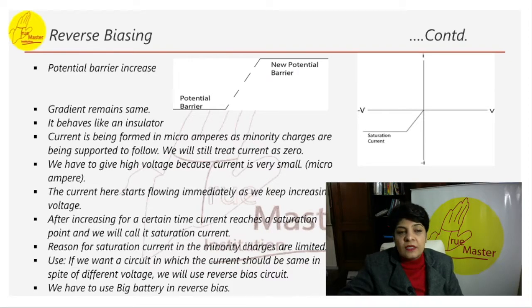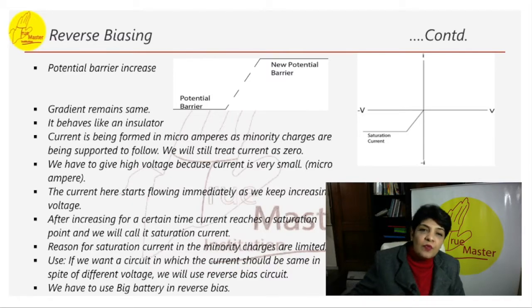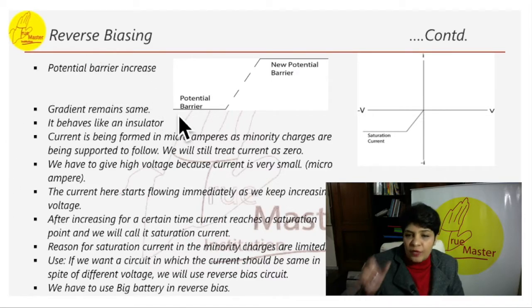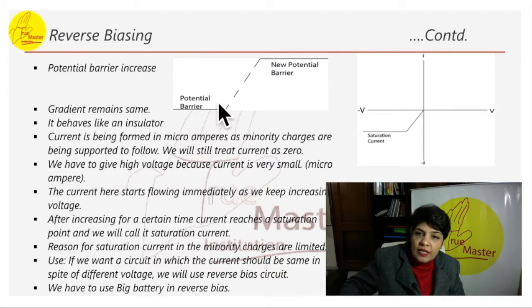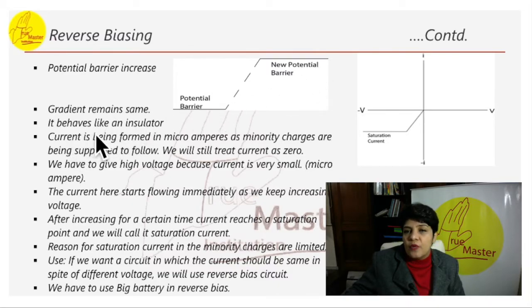If we want a circuit in which the current should be the same in spite of different voltage, we use reverse biasing. Okay, let me explain one more time here. The potential barrier, the depletion layer's potential barrier, has increased. This is showing you the new potential barrier has increased. Now the gradient remains the same. It behaves like an insulator. You can see the charges were not flowing through.